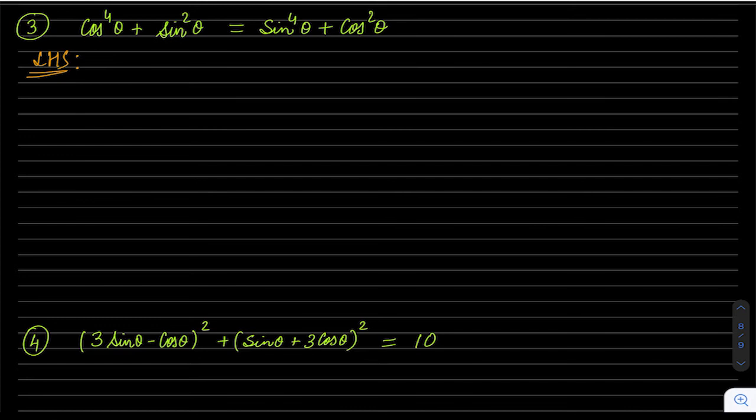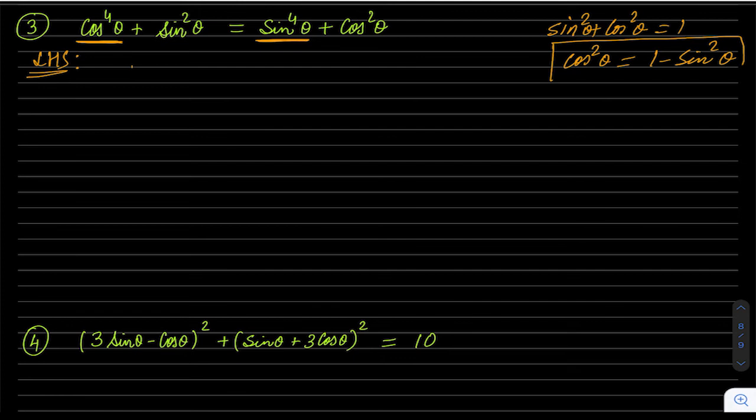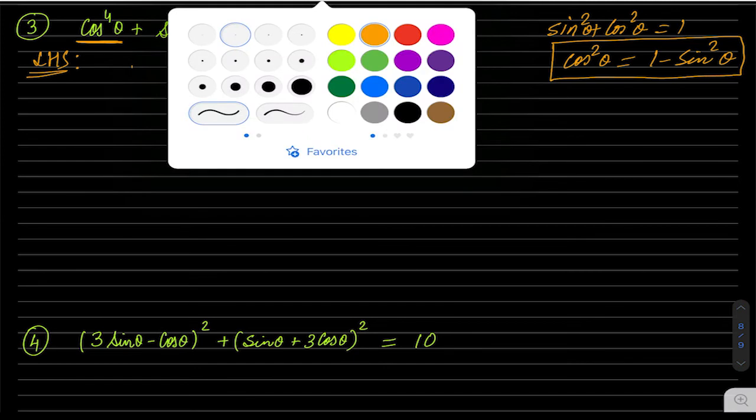So the first thing we notice is that in the left hand side we have a cos power 4 theta term, but in the right side we have a sine power 4 theta term. So somehow I have to convert this cos into sine. And what's the identity? Sine square theta plus cos square theta is 1. Or, as we have learned, sine square theta equals 1 minus cos square theta, and cos square theta equals 1 minus sine square theta. So I will use this.